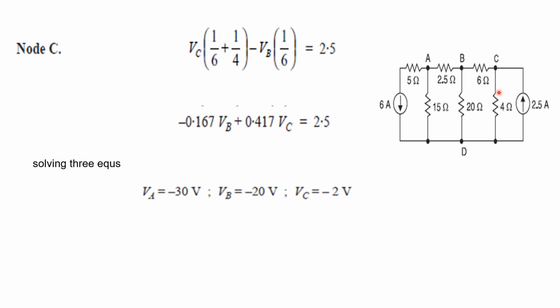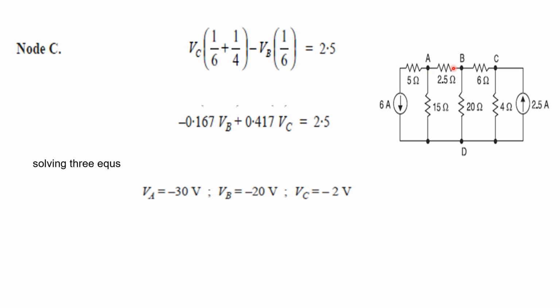Similarly, at node C, the incoming current is 2.5 amps, so on the right hand side I have put 2.5. For the other terms, VC into 1 by 6 plus 1 by 4, and minus VB into 1 by 6. So this is the node equation. Simplified, it is minus 0.167 VB plus 0.417 VC, which is equal to 2.5.